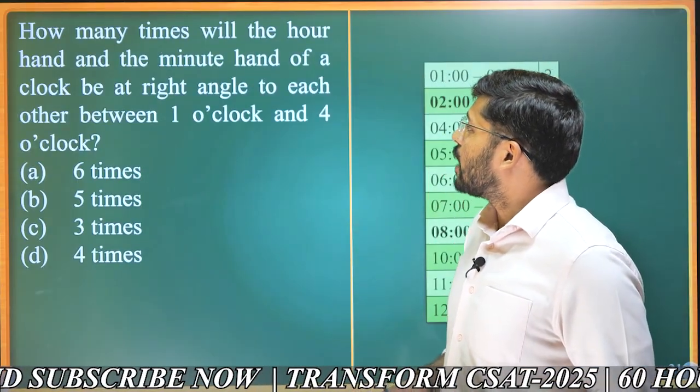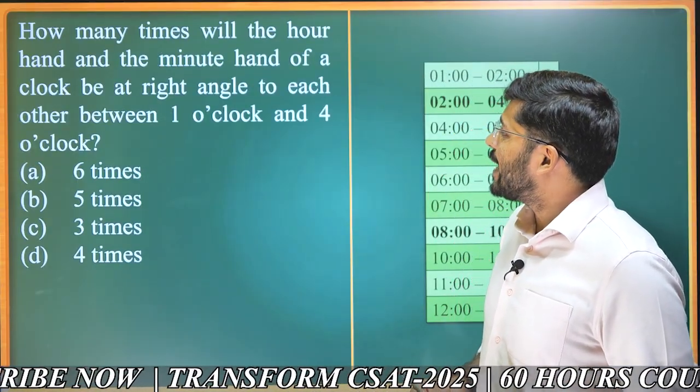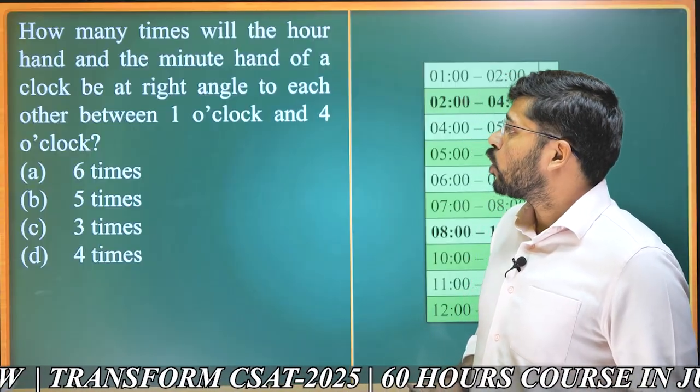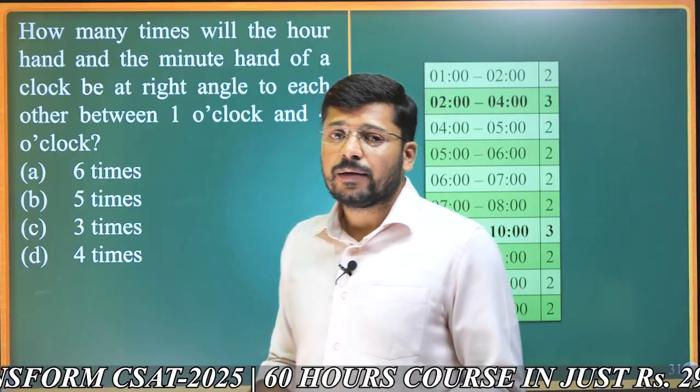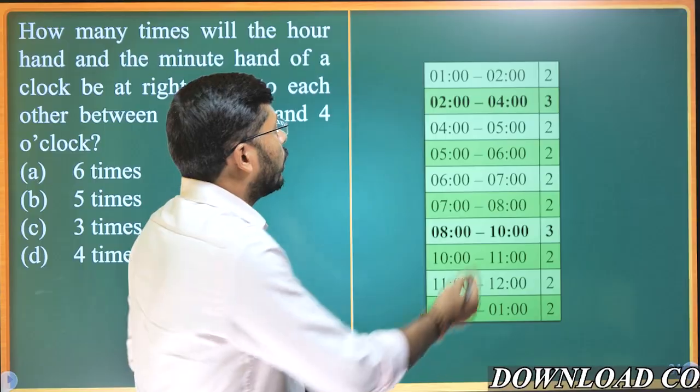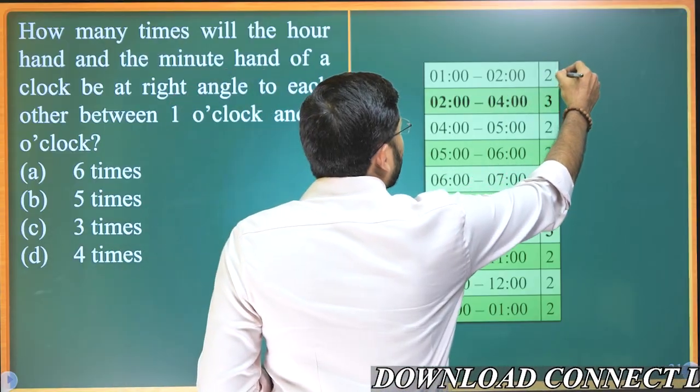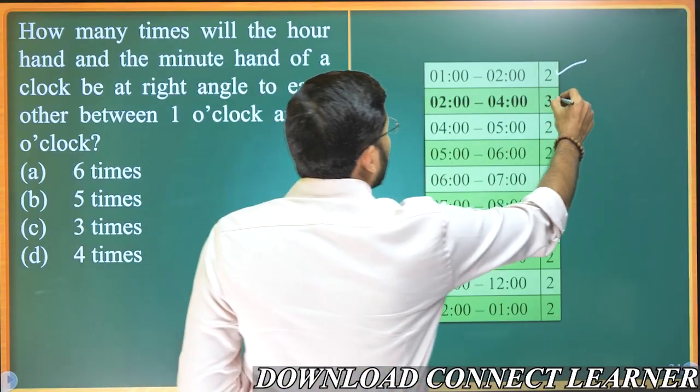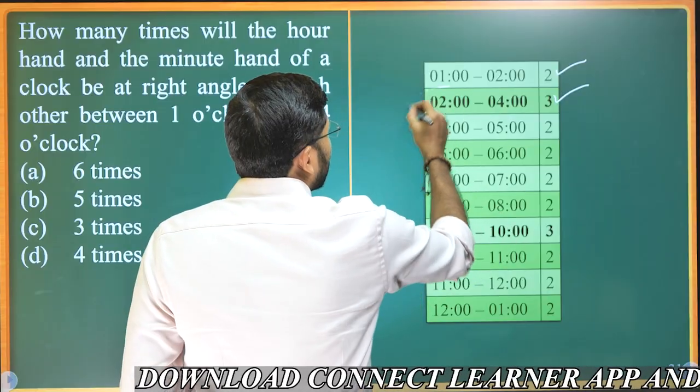How many times will the hour hand and the minute hand of a clock be at right angle to each other between 1 o'clock and 4 o'clock? Okay. We just need to manually count it. From 1 to 2, they will be at right angle 2 times. And from 2 to 4, they will be at right angle 3 times. This is an exception case.